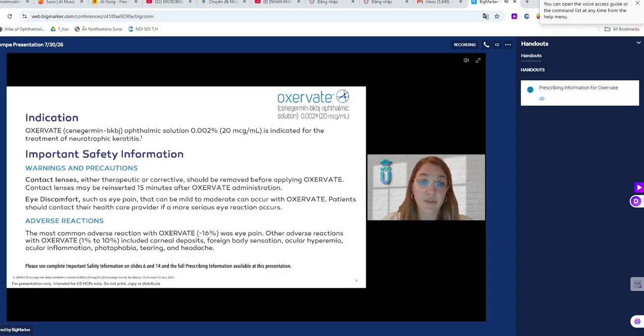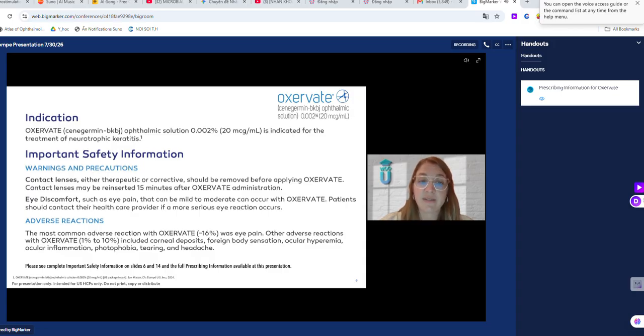Contact lenses, whether they're therapeutic or corrective, should be removed before applying Oxervate. Contact lenses may be inserted 15 minutes after Oxervate administration. Eye discomfort, such as eye pain, that could be mild to moderate, can occur with Oxervate. Patients should contact their healthcare provider if a more serious eye reaction occurs.